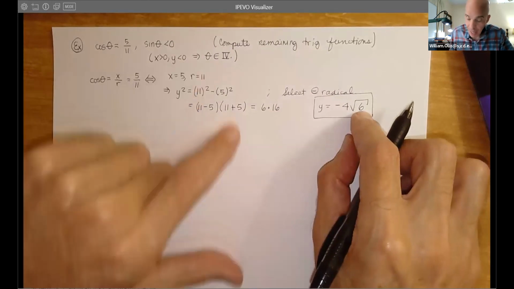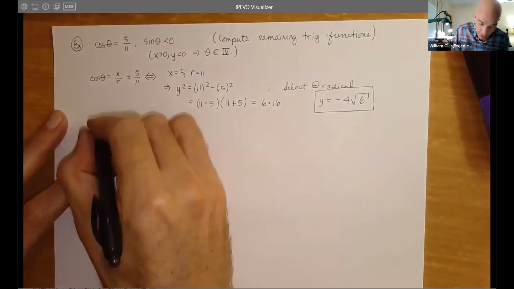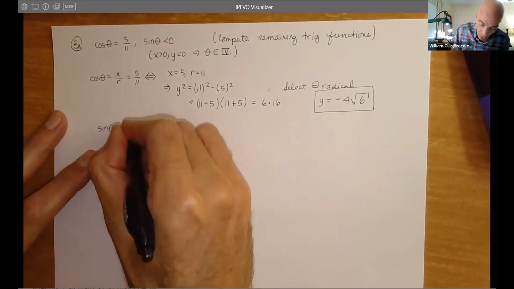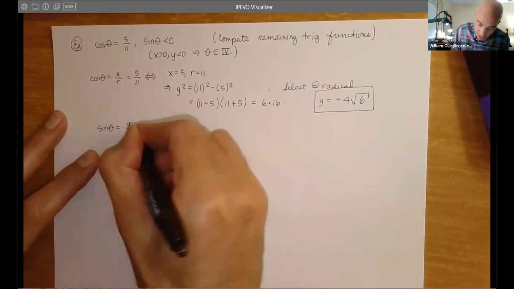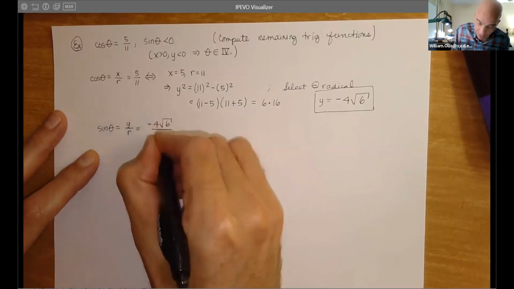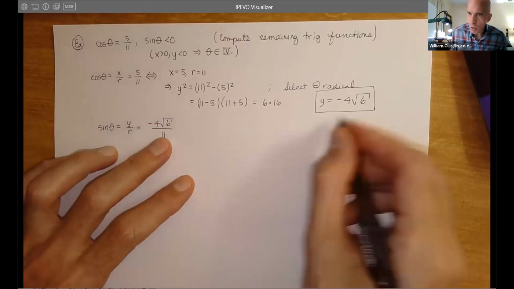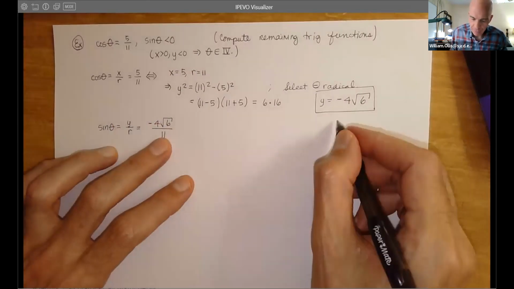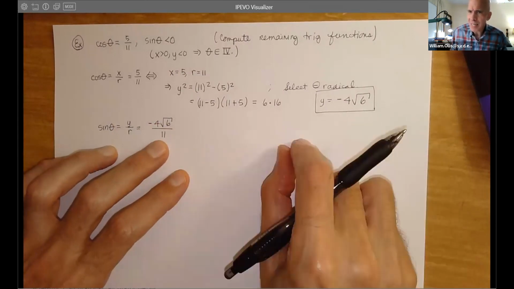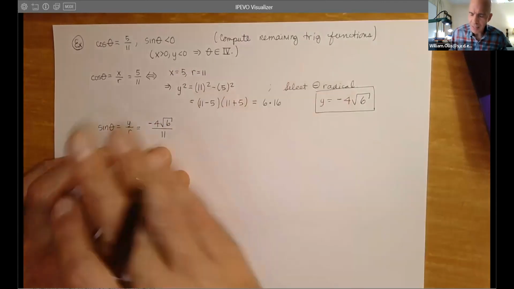So now we have x, y, and r. We're done. So sine theta is just y over r. So that gives us negative 4 root 6 divided by 11. So you might think, well, this is a little bit easier because we're thinking about a triangle and you could draw a reference triangle if you wanted. But you got to keep the sign convention right. Don't be drawing triangles that have negative sides. That doesn't make any sense. Don't do that. You do it like this.